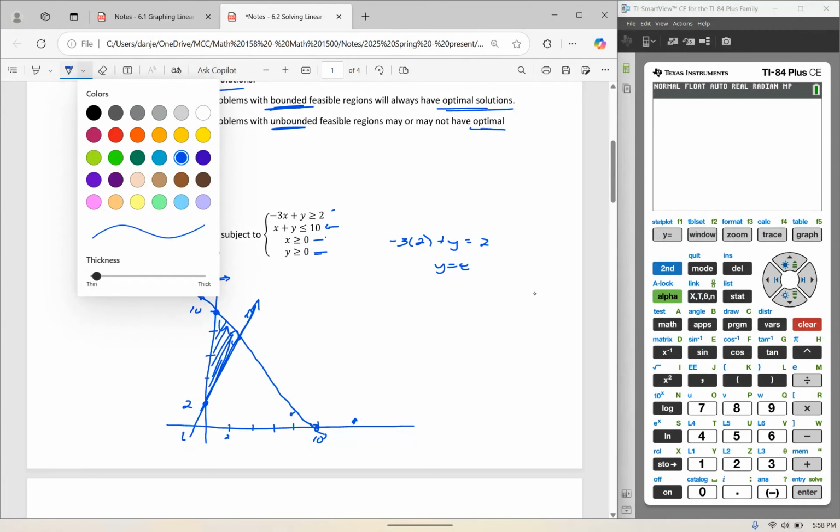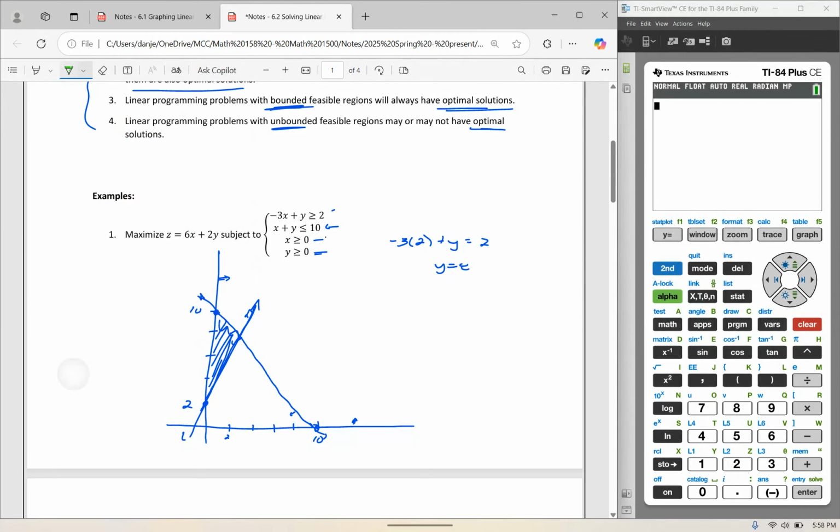What we're going to do next is find our corner points. This is the point 0, 2. This is the point 0, 10. And to find this third point, we need to find the point where those two lines intersect. We've done all of this before. We're solving a system, so solve it using any of the methods we've studied in the past.